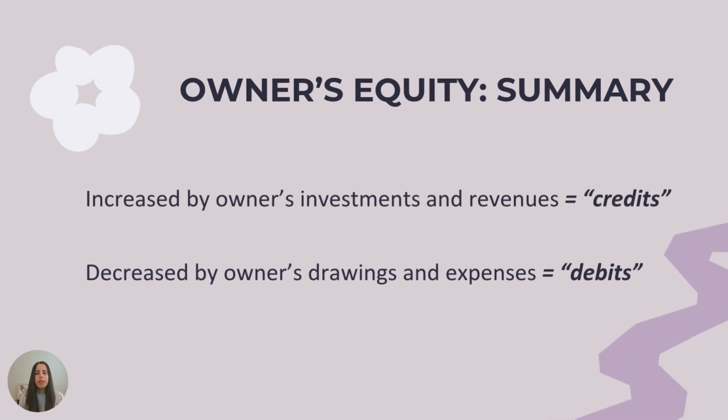Now, the summary of owner's equity is that any increases by the owner in terms of investments, and any revenues, will be considered increases to owner's equity. They will be credits. Decreases, on the other hand, such as owner's drawings and expenses, will be recorded as debits.